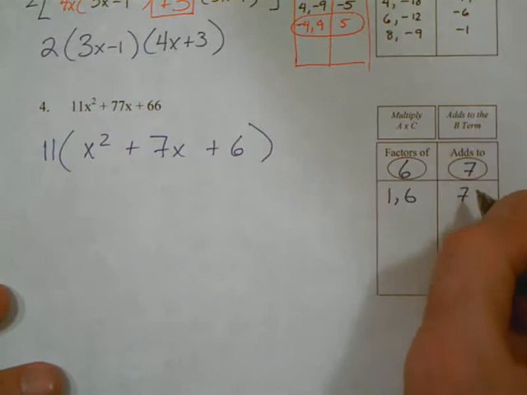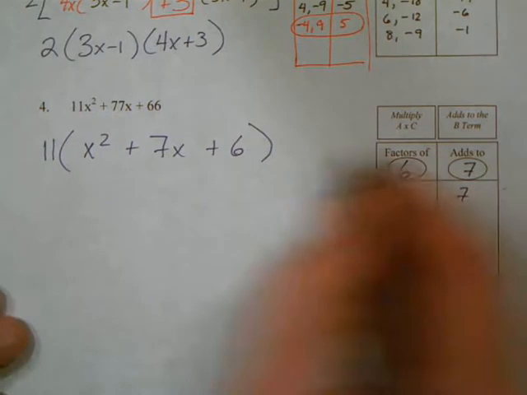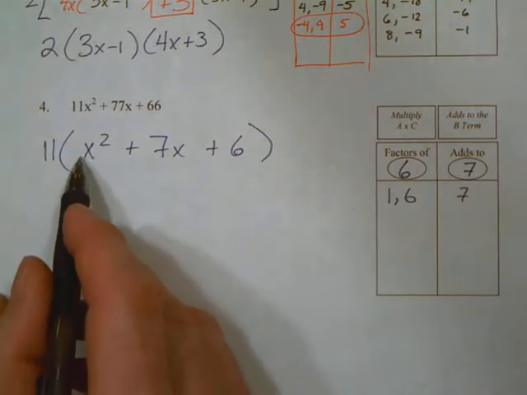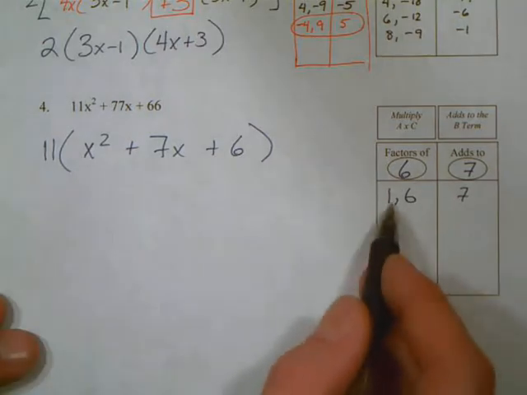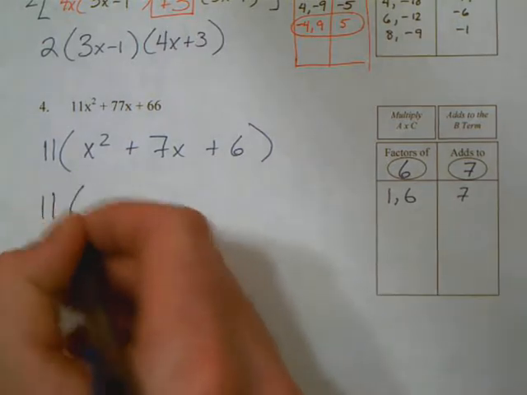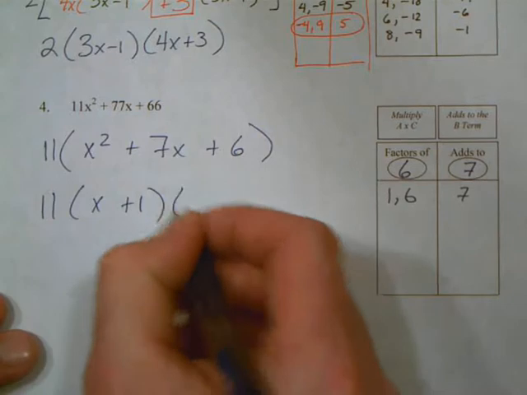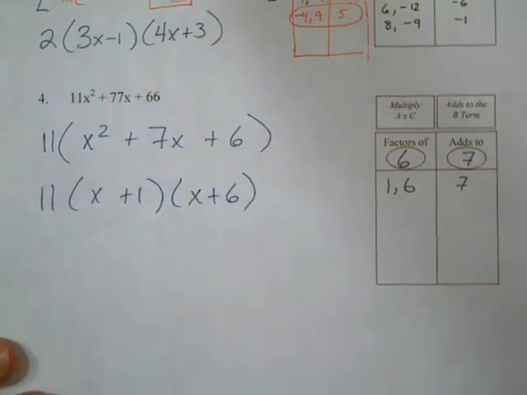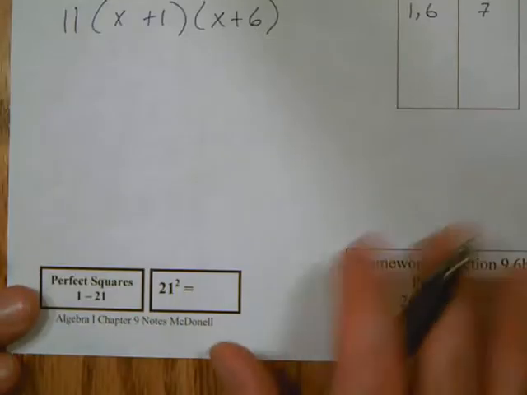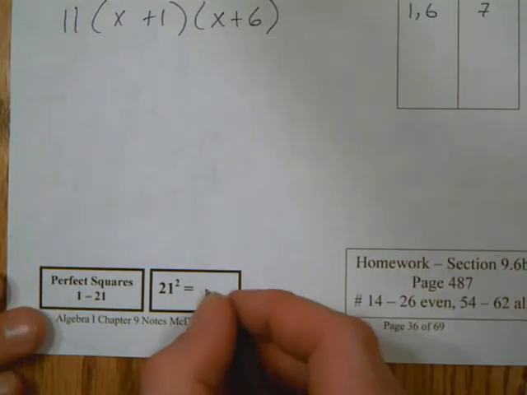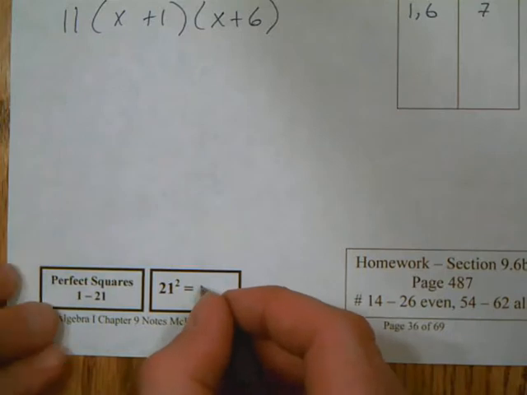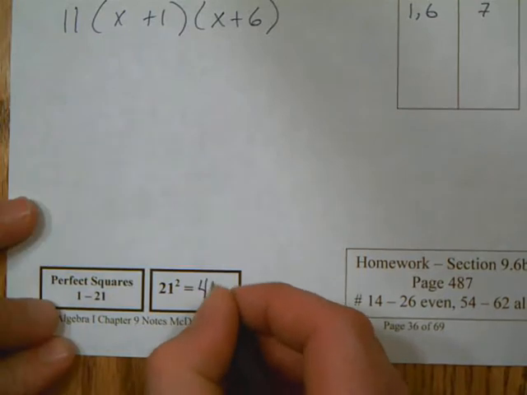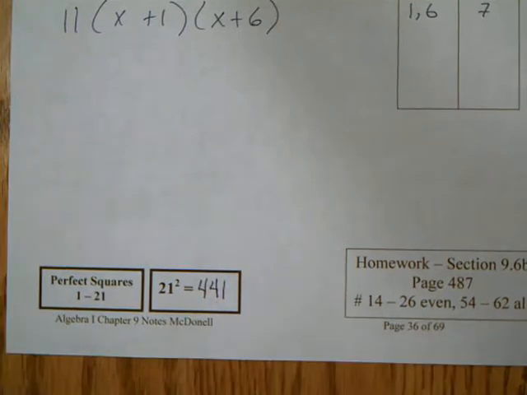Our final problem on this lesson looks at the bottom. 11x squared, 77x, and 66. Hopefully you see that 11 is our GCF. Factors of 6 that add to 7. Well, that's 1 and 6. Very simple. Now, do you see that the shortcut applies here? The number in front of the x squared is a 1. So these two numbers are our factors, and so here is the answer. x plus 1, x plus 6. This is where the shortcut really comes into play.